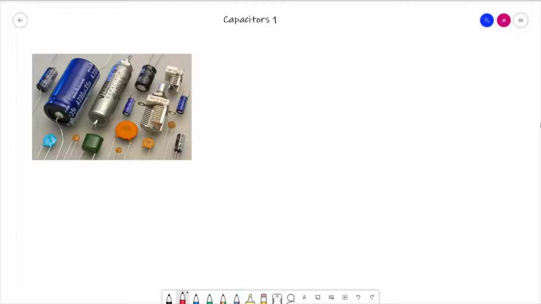Now on the screen you can see there's a picture, and on that picture everything there that you can see is a capacitor. So you can see that they come in all kinds of different shapes and sizes, but regardless of that, their function is always the same. The idea of a capacitor within a circuit is that it stores charge. Now that charge can then be released at a later time, but the whole idea of the capacitor, as I said, is to store electrical charge.